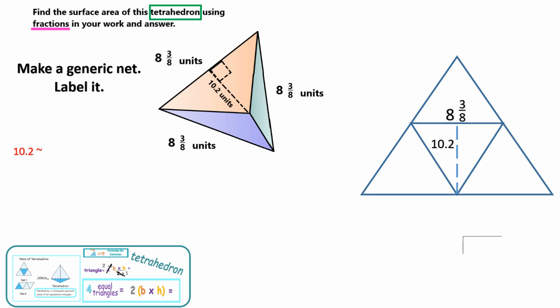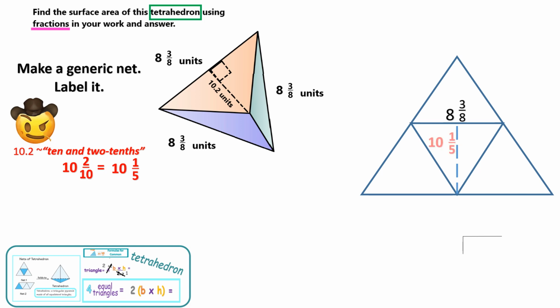Now, once again, we have to use fractions because that's what the directions say. And when I look at 10.2, it is said as 10 and 2/10. So once again, we're going to show some grit here, and we're going to actually use the fractions and mixed numbers like it tells us to. When I look at 10 and 2/10, well, that is 10 and 2/10 in mixed number form, but I want to reduce that. So I'm going to use 10 and 1/5 as the height of my triangles.